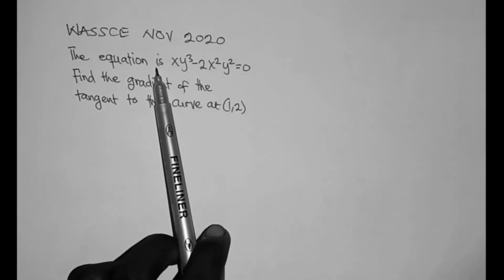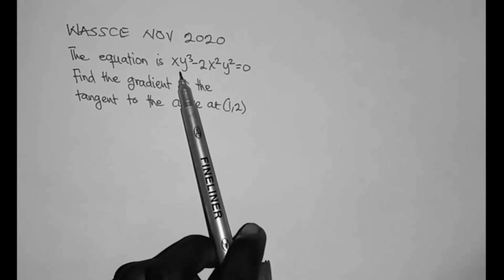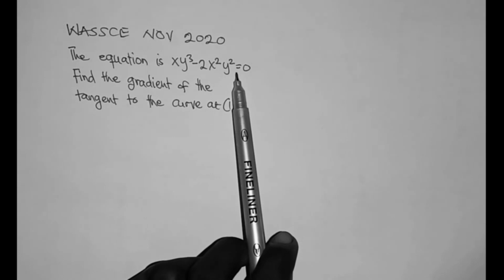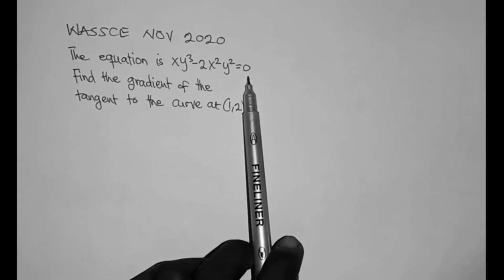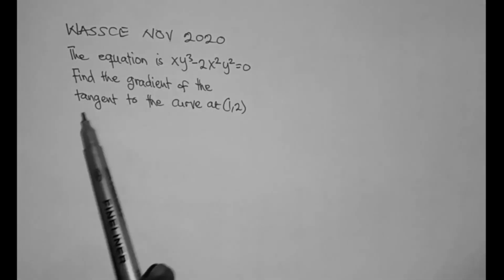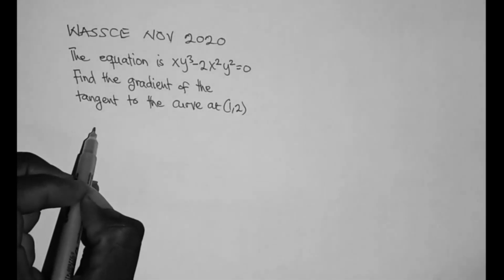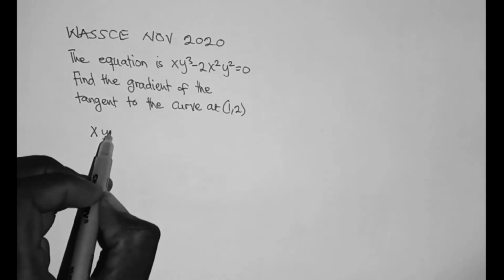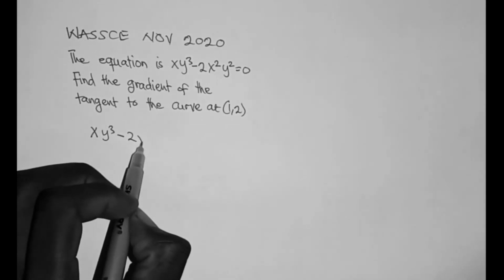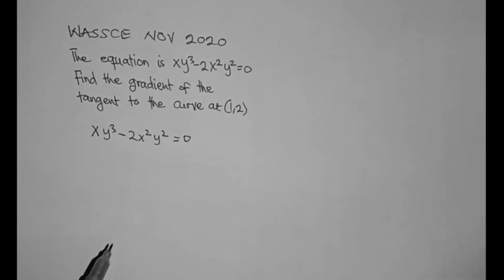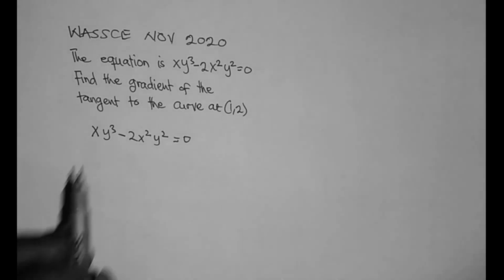The equation is xy^3 minus 2x^2y^2 equals 0. Find the gradient of the tangent to the curve at (1, 2). So this is the equation: xy^3 minus 2x^2y^2 equals 0. So let's find dy/dx, which is the gradient of the tangent.